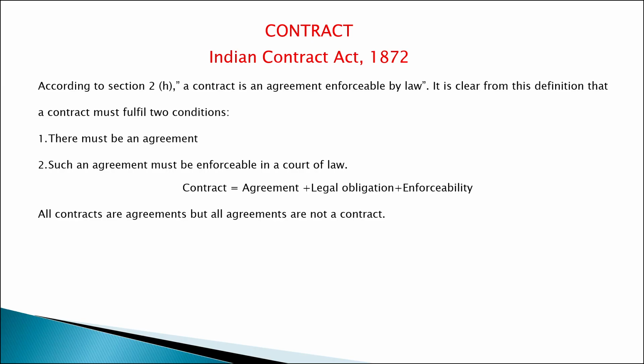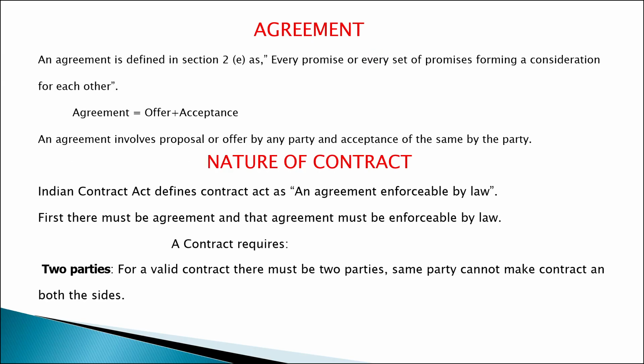Next one is contract, the Indian Contract Act 1872. According to Section 2(h), a contract is an agreement enforceable by law. It is clear from this definition that a contract must fulfill two conditions. One, there must be an agreement. Second, such an agreement must be enforceable in a court of law. So contract equals agreement plus legal obligation plus enforceability. All contracts are agreements, but all agreements are not contracts.